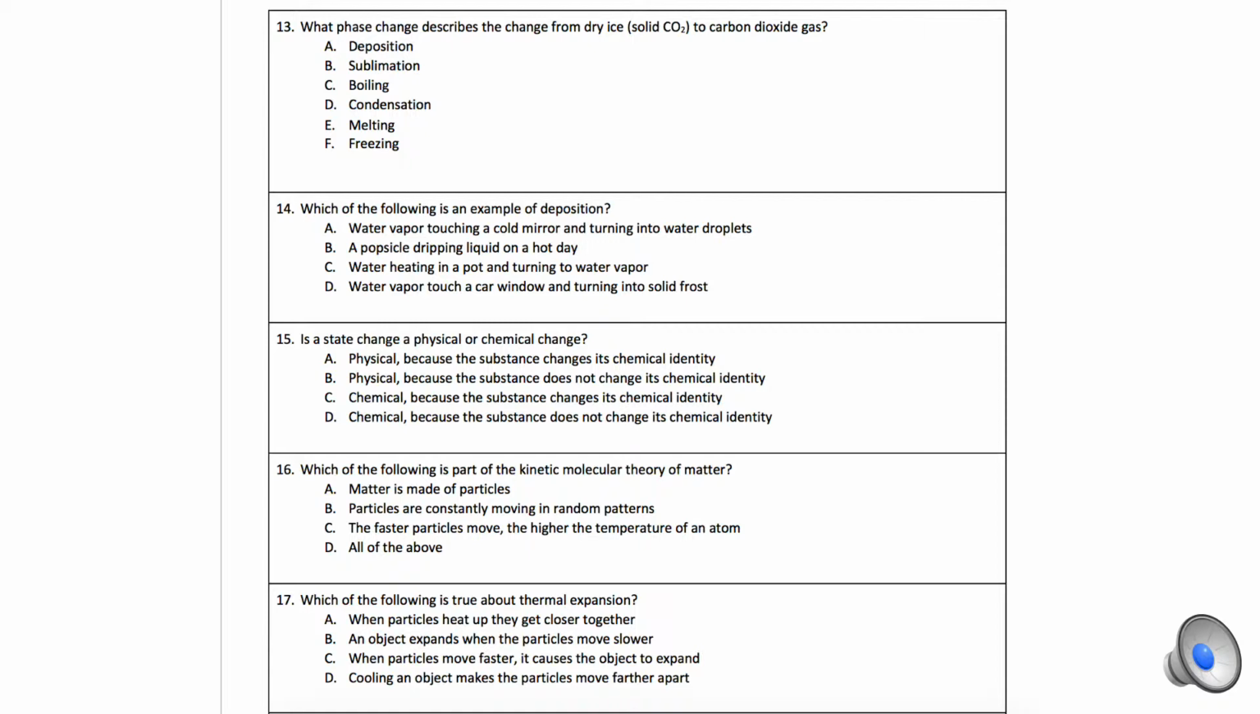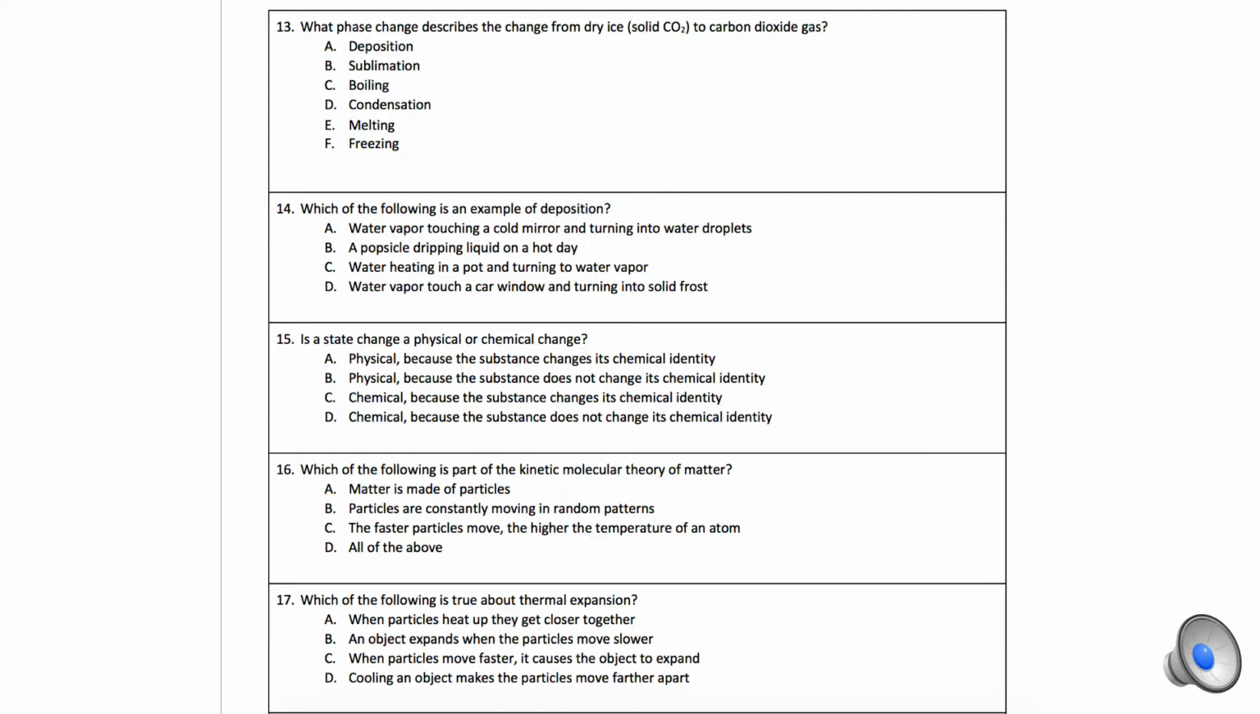Number 16. Which of the following is a part of the kinetic molecular theory of matter? A, matter is made of particles. B, particles are constantly moving in random patterns. C, the faster the particles move, the higher the temperature of an atom. Or D, all of the above.